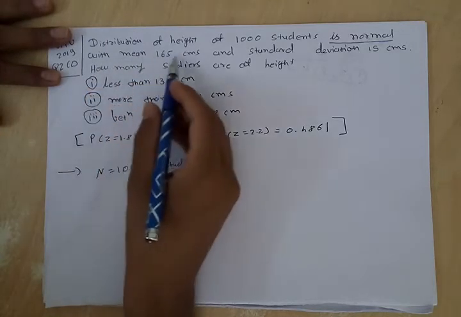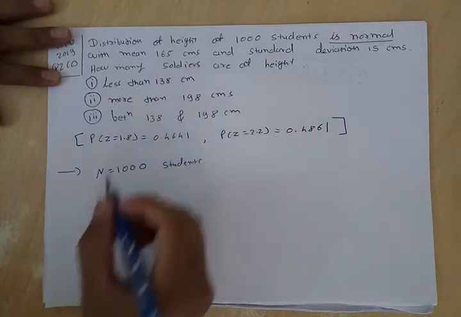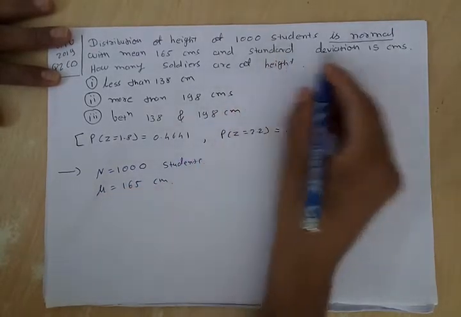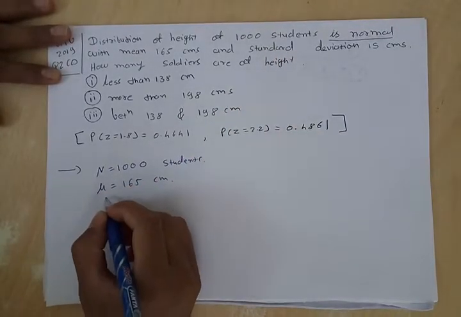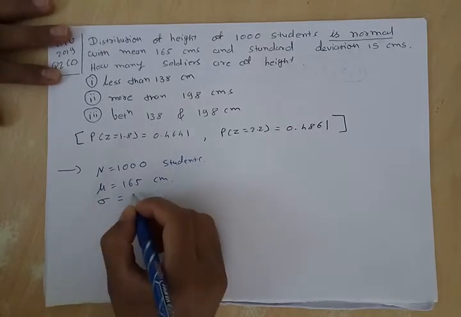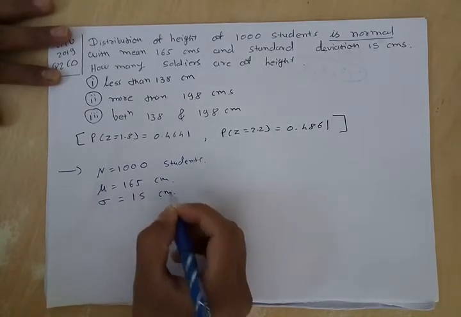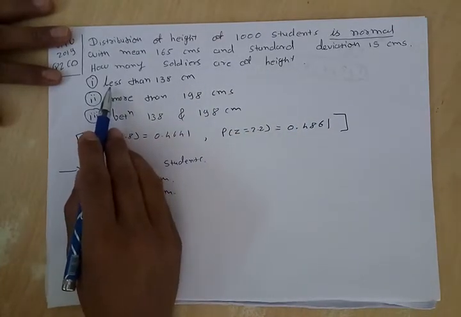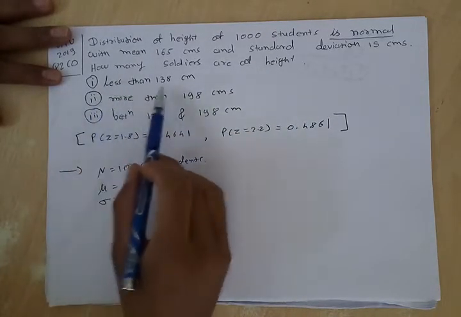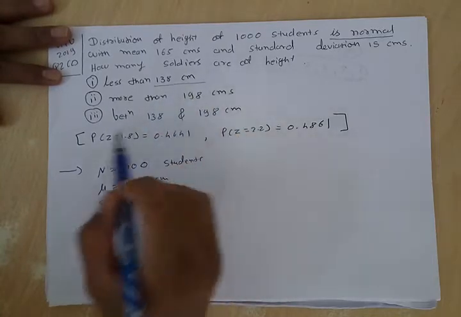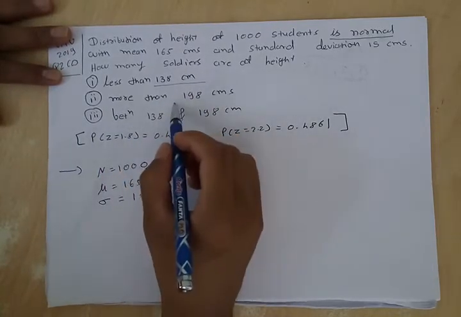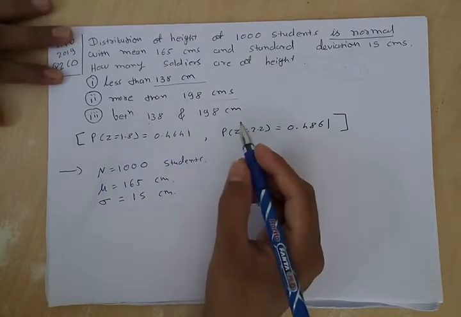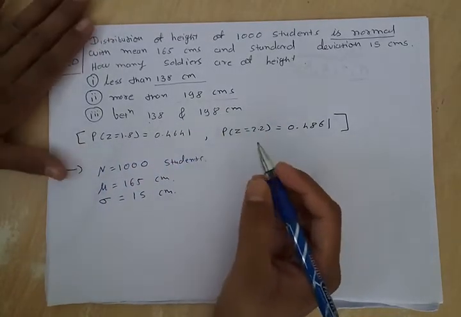Now the mean height is 165 centimeter. So mean is 165 centimeter and standard deviation is 15 centimeter. So we will write sigma as 15 centimeter. Now how many soldiers are of height? First we have to find the number of soldiers having height less than 138 centimeter, more than 198 centimeter, and between 138 to 198 centimeter. So first we will draw the normal distribution.